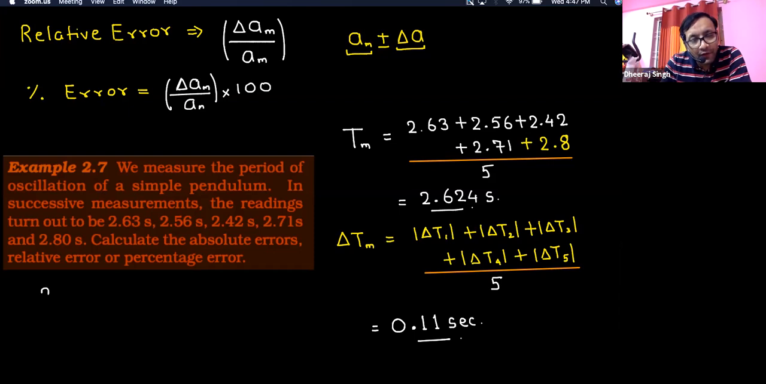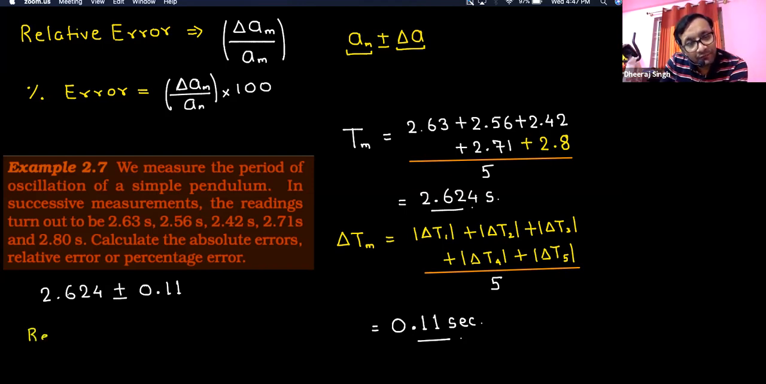So the way you write the reading is like this: 2.624 plus minus 0.11. Okay. Now you will learn soon that you don't need to write up to 3 decimal places. But right now we haven't learned that concept. So we are writing whatever it is coming here. Okay. So relative error is what?